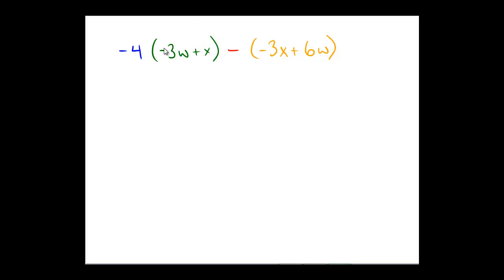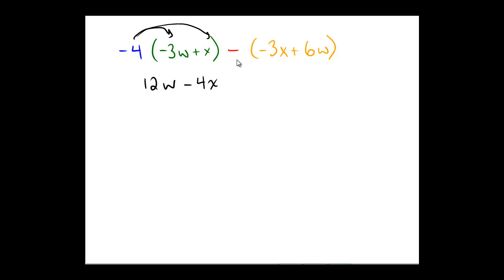So this time we have a couple distributive properties that are required. Right? We have a negative 4 being multiplied by a negative 3w, which should be a 12w. We have a negative 4 being multiplied against an x, which would be plus a negative 4x. Then we have subtraction against negative 3x and plus 6w.